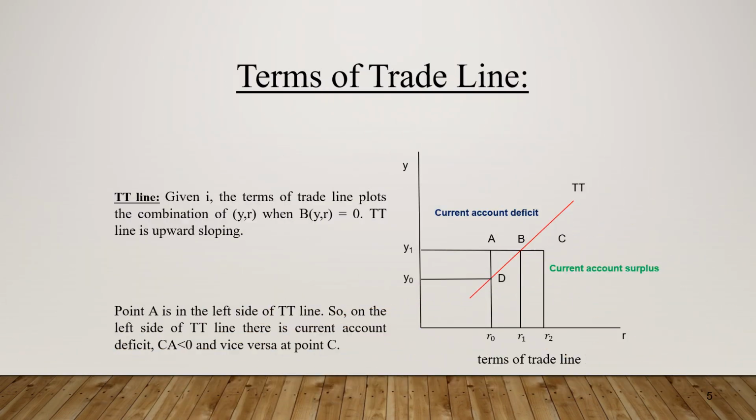Terms of trade line, or TT line. Given the interest rate, the terms of trade line plots the combinations of income and exchange rate. When the function of income and exchange rate equals 0, the TT line is upward sloping. In this graph we see point A is on the left side of the TT line. So on the left side of the TT line there is a current account deficit, CA less than 0, and vice versa at point C.